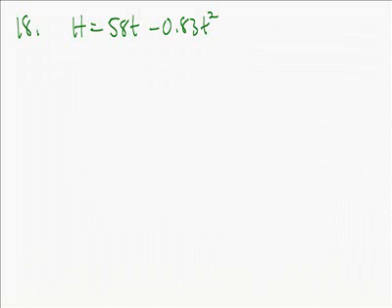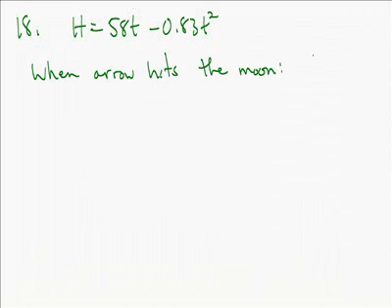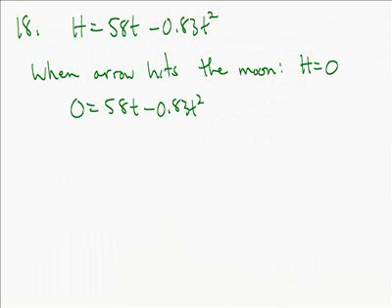But now, what are you going to put in for a for the value when the arrow hits the moon? Well, what's going to be true? When the arrow hits the moon, that means it comes back down to, well, not to Earth, comes back down to the moon. The height is going to be 0. So you're solving this equation. The height equals 0 equals 58t minus 0.83t squared. Factoring out a t here, we get t times a quantity of 58 minus 0.83t.